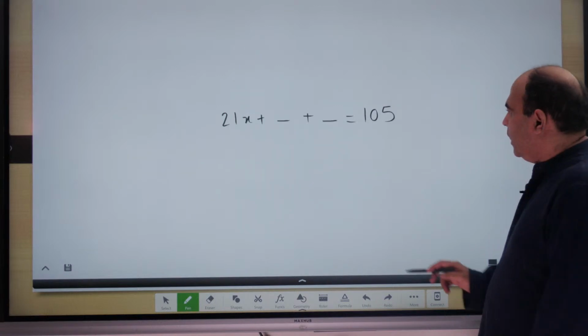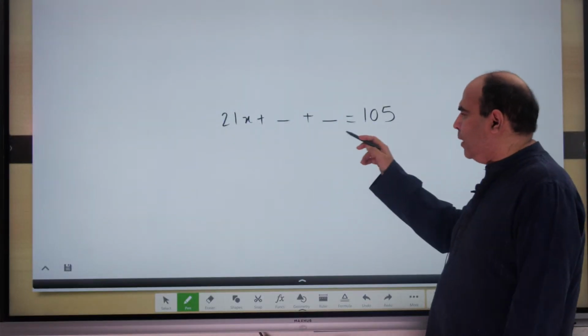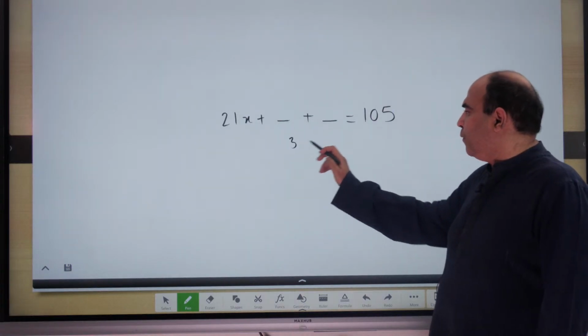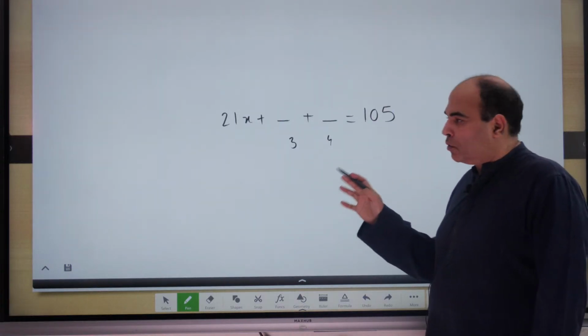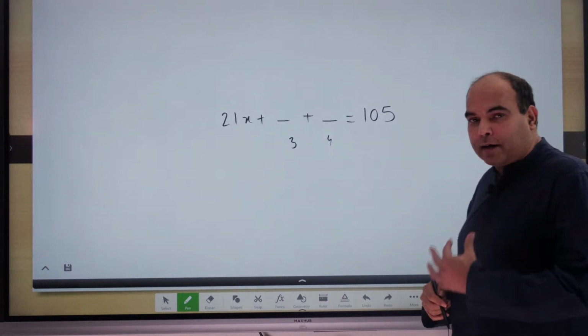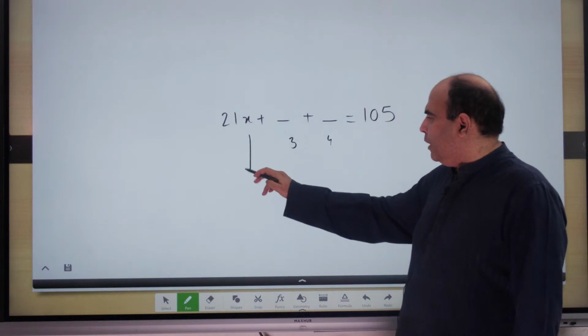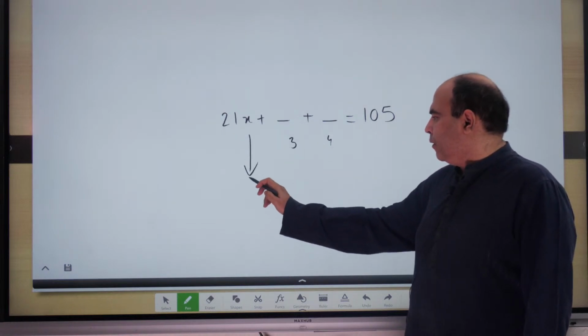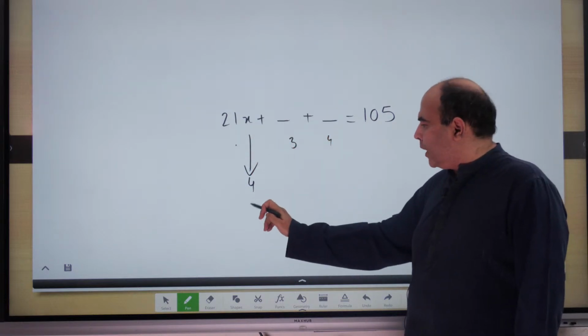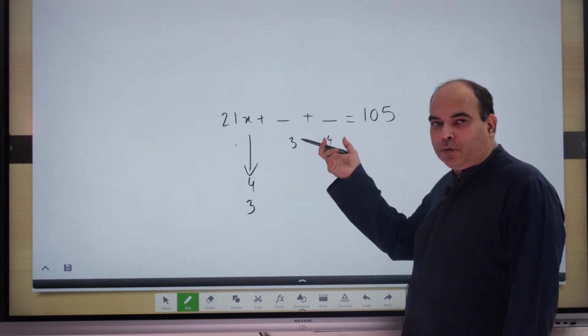Here, 21x plus 2 blanks is 105. Each of these blanks is minimum 3 or 4 each. So 21x can maximum go to less than 105. So the key values that I get for x are 4. If x is 4, then this becomes 84 plus 21, or x can be 3, 63 plus 42.